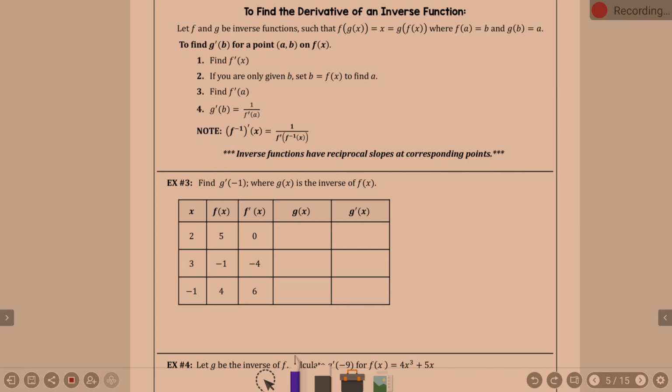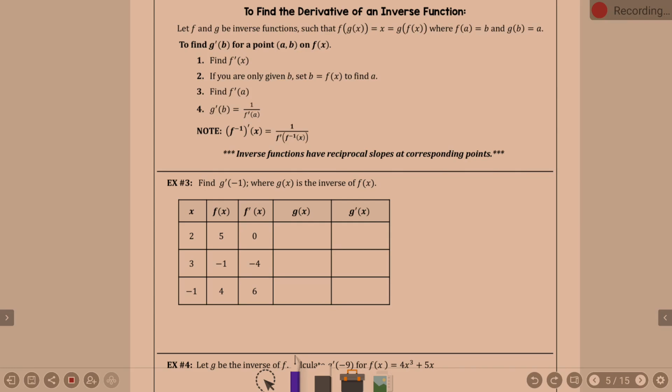On this next page, first of all, it gives us some steps, and I followed those steps, I think, if I go back and pair them up. So let f and g be inverse functions such that f of g of x equals x and g of f of x equals x, where f of a equals b and g of b equals a. So this is f of a equals b: a is the input, b is the output. On g, the inverse, b is the input, a is the output. To find the derivative of the inverse at b for a point (a, b) on f of x, I guess first of all they say find the derivative.